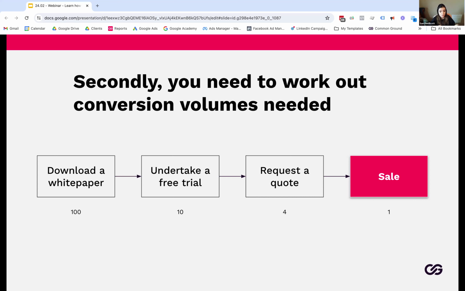And ideally, if you've got data, like from speaking to your sales team, or within your Google Analytics platform, you can really input it in here. This is what I would recommend doing, because the more accurate you can get it, the better.